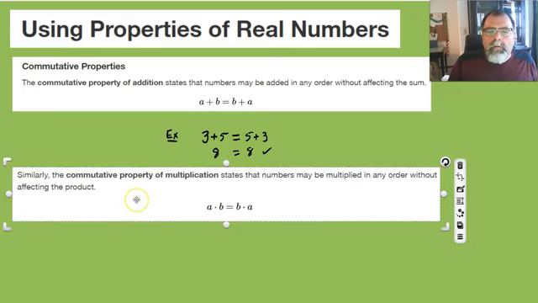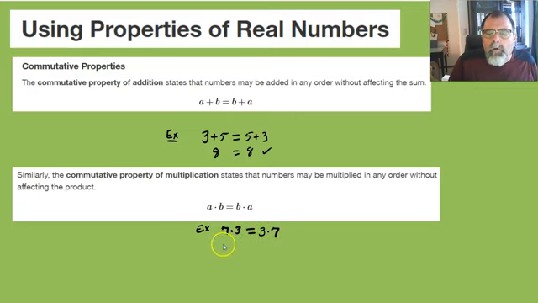And this also works with multiplication. So multiplication is also commutative. So if I had 7 times 3, that's the same thing as 3 times 7. So the order doesn't matter. You get 21 either way.